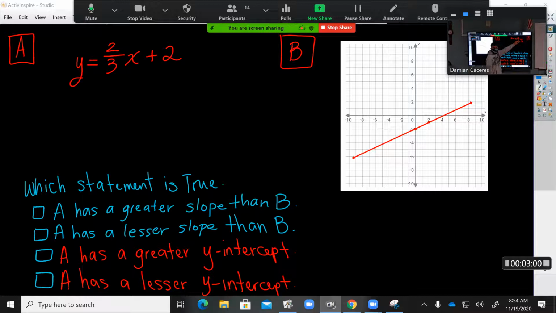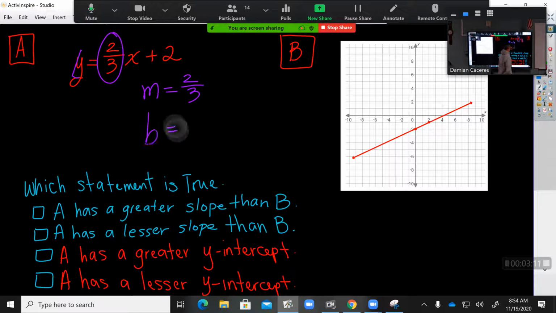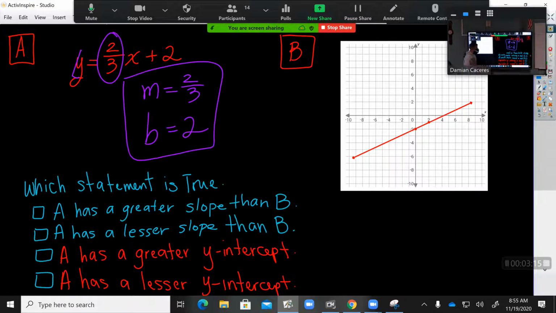Alright, so on function A, since the y is by itself, the slope is clearly visible, m equals 2/3, and the y-intercept is the constant, which is +2. So we already have the information needed to answer the questions on the bottom for function A. Now let's go to function B. The y-intercept is -2. Again, the y-intercept is where the red line touches your y-axis.